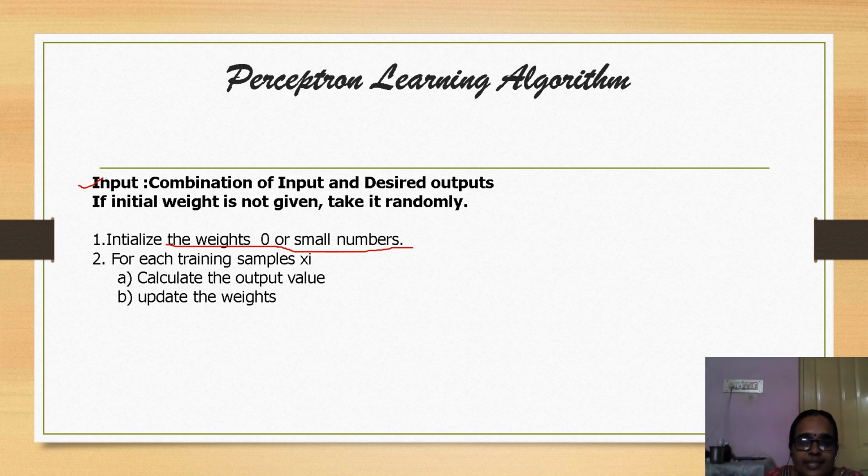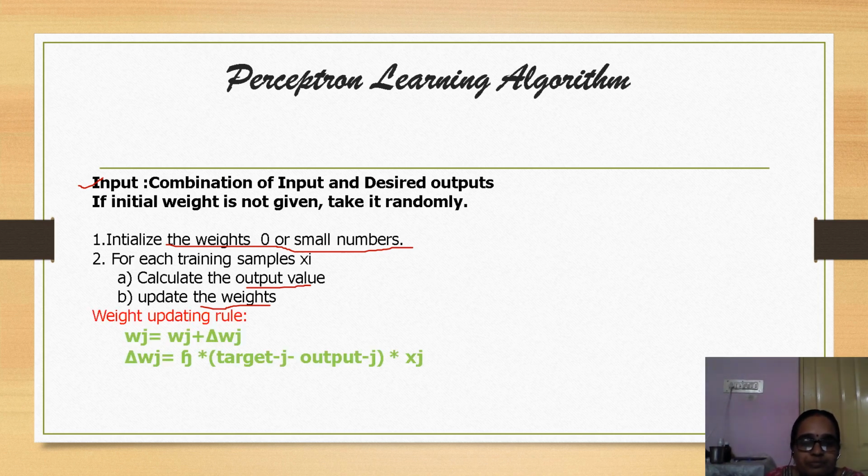First we have to take the first example and calculate the output. How can we calculate the output? We have to sum the weights multiplied by the inputs, and apply the activation function. We will get the output value. That output value should be compared with the desired output value, that is the target value. If it does not match, we have to update the weights. We will now see the weight updation rule.